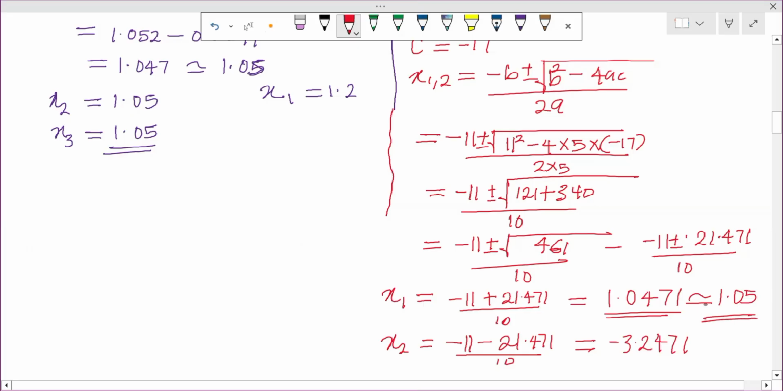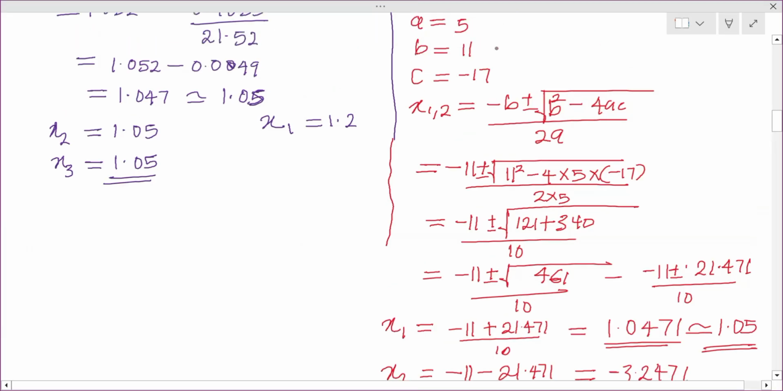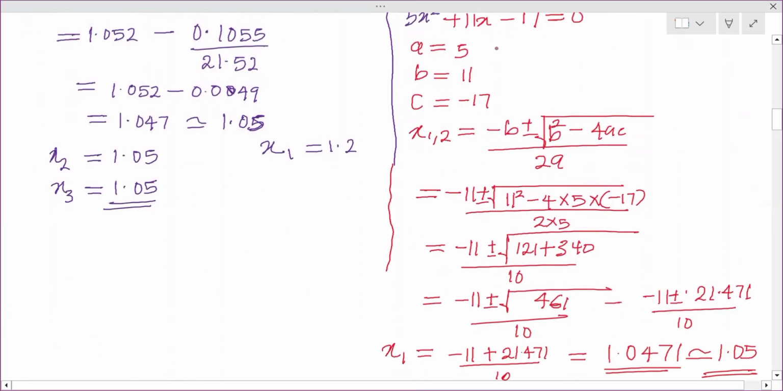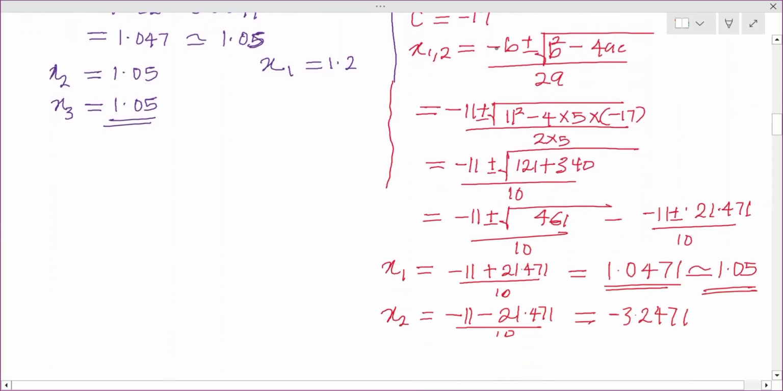So this is how to use the Newton-Raphson method to iterate an equation and solve it perfectly.